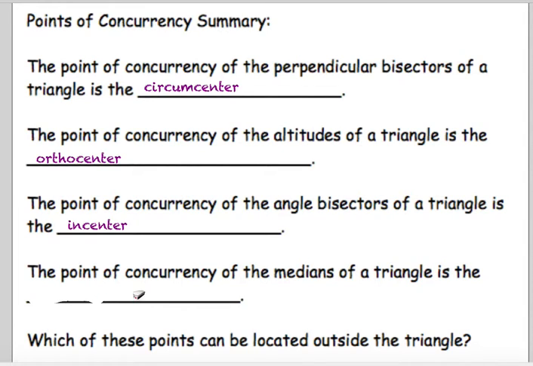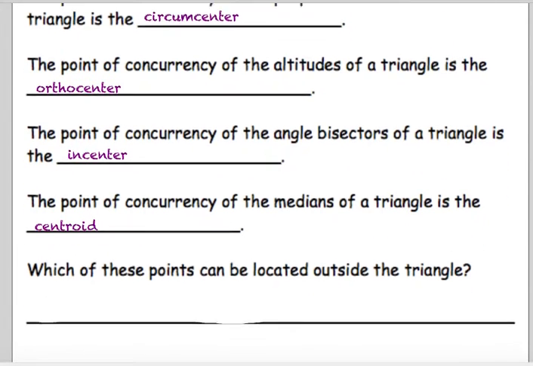The point of concurrency of the medians of a triangle is called the centroid. It's the center of gravity, and that point of concurrency splits the medians into a ratio where one part is 1/3 of the whole length and one is 2/3 of the whole length. It just splits them proportionally like that.